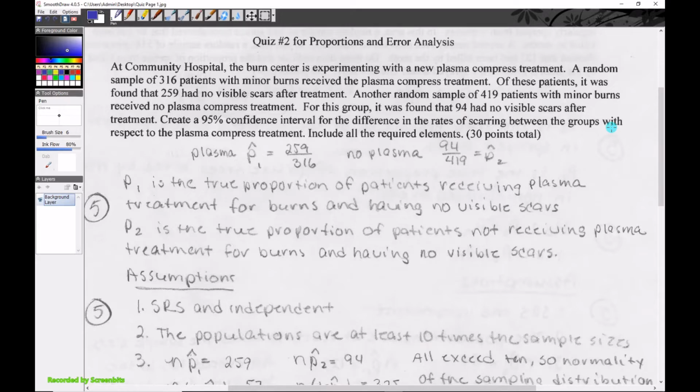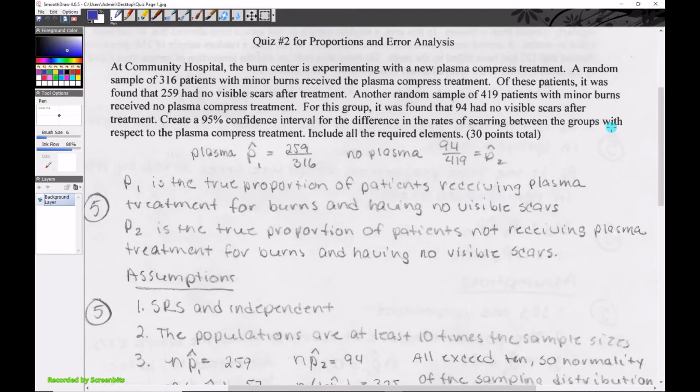First off, we need to define two proportions. What some of you did was to define one, like P is the true difference in proportions between patients receiving plasma, not receiving, blah, blah, blah. All right, that's not going to fly. When we're doing two proportion procedures, we need to define two proportions.